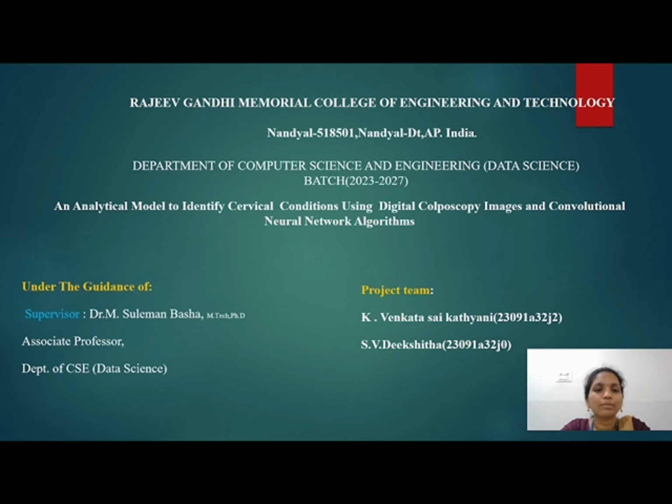Good morning, everyone. I'm Dikshita and my friend Kachani are here to present our project, an analytical model to identify cervical conditions using digital colposcopy images and convolutional neural network algorithms. This project was completed under the valuable guidance of Dr. M. Suleiman Basha sir, Associate Professor of the Department of Computer Science Engineering Data Science at RGM CET.